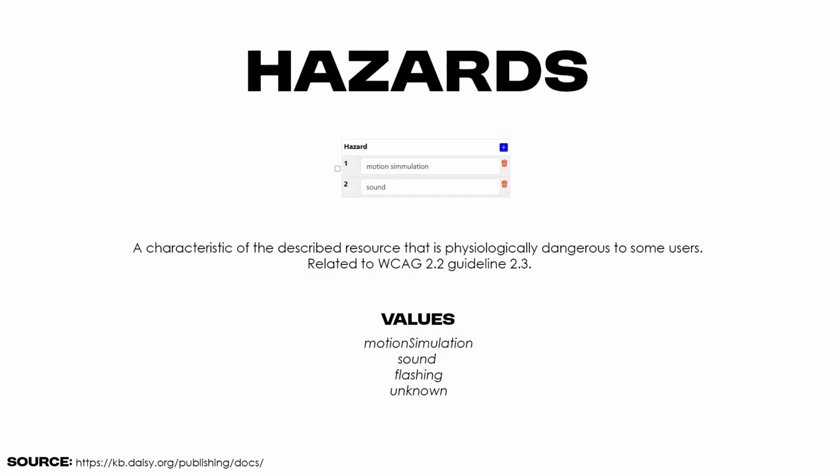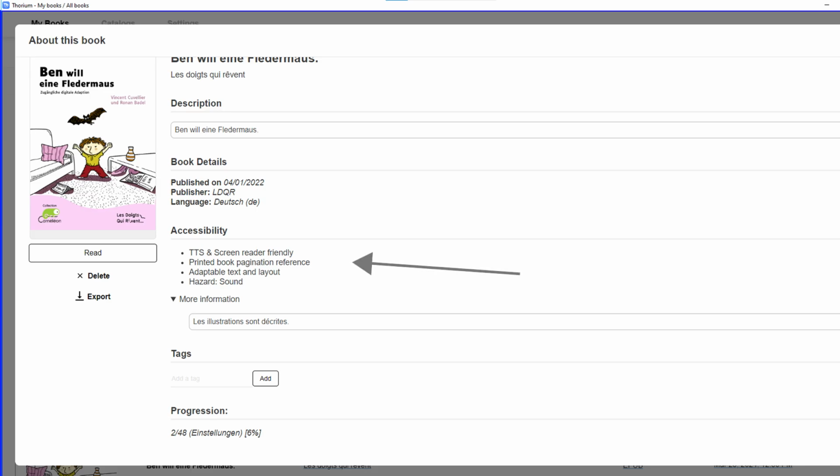The hazard section I filled with motion and sound, because these are both present in the animations of our images. By the way, all of these metadata will then be shown in Thorium in the hazard section or in the accessibility section at the front, so please fill them out because they help a lot of people.